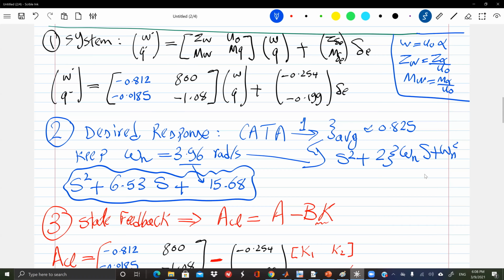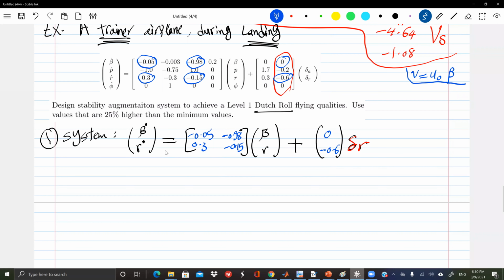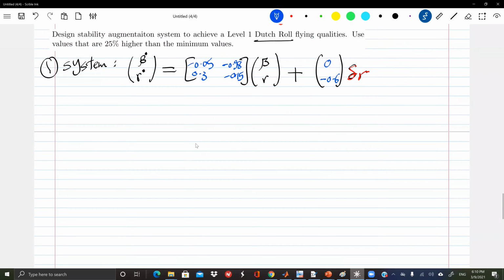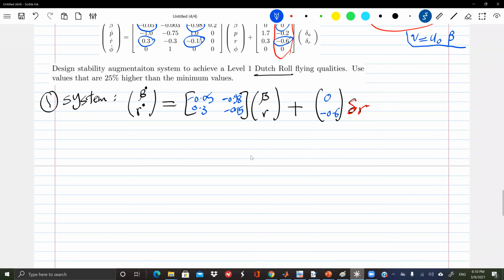What is the next step? What should I do now? Any suggestion? I'm done with my system. What should I do? Find a desired response. Very good. Desired response, from where? Where do we get it? Suggestions? From the table, exactly.